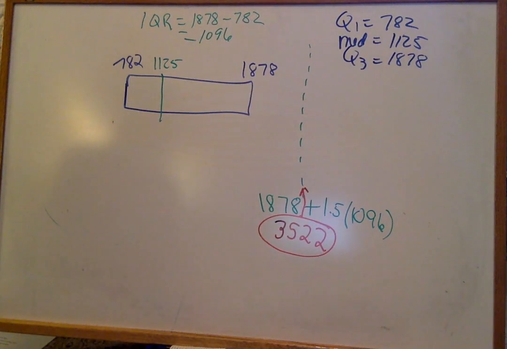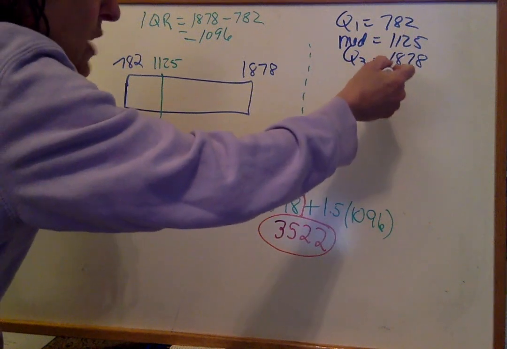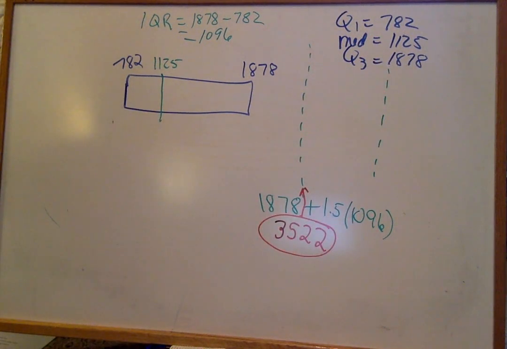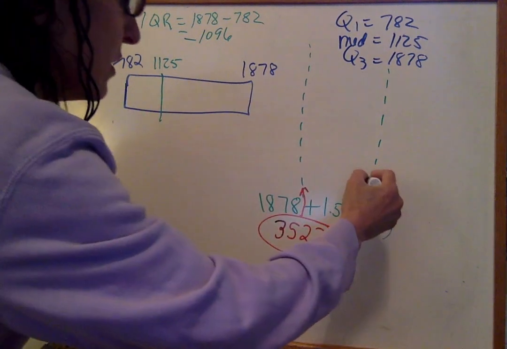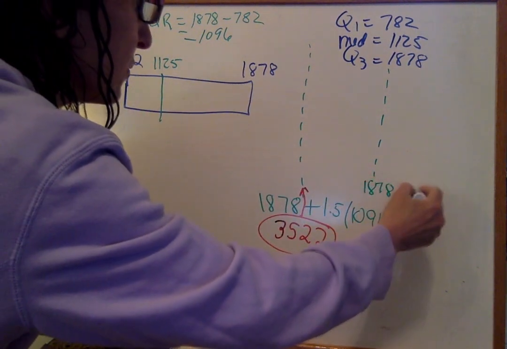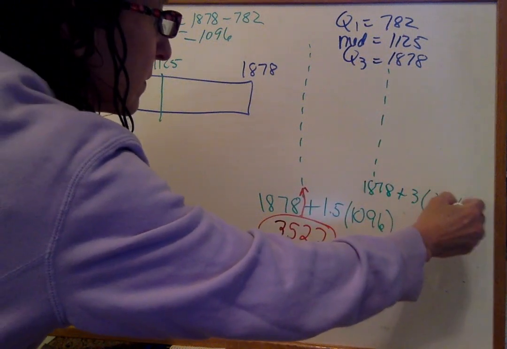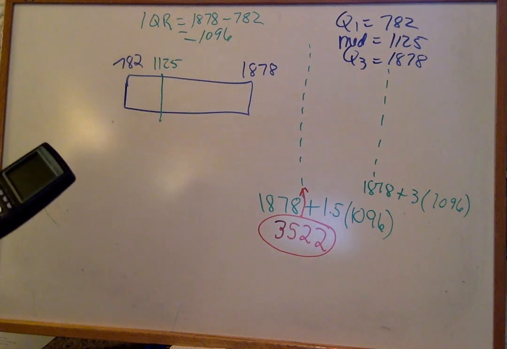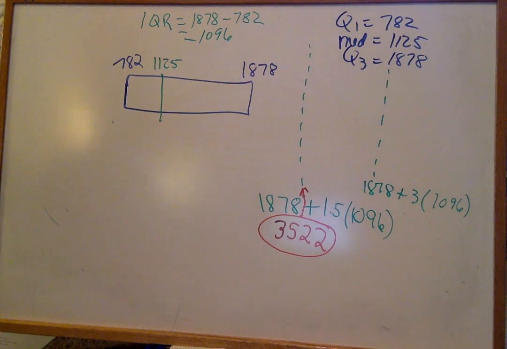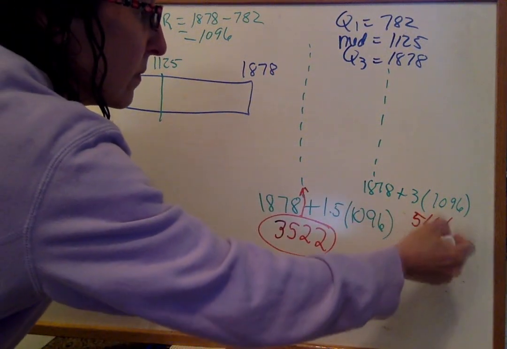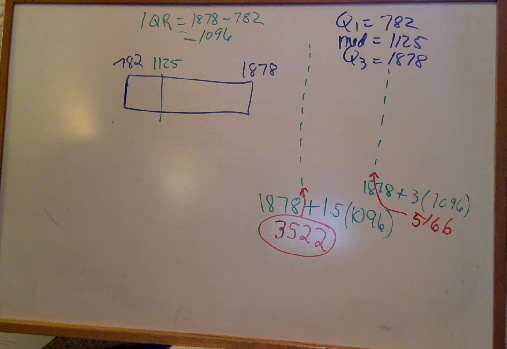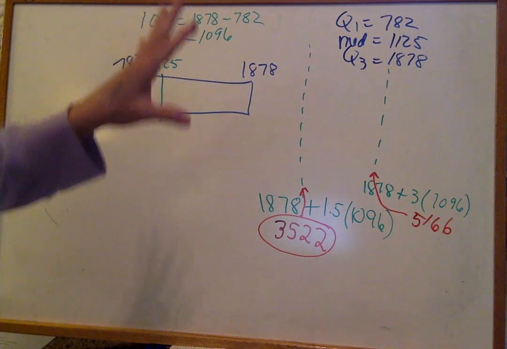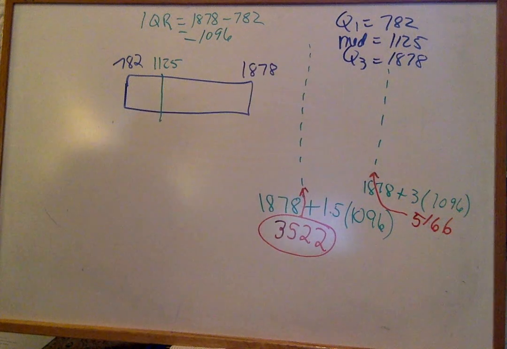So, we now know we have got to check the second fence. That is Q3 plus 3 times IQR. Let me figure out what that is. 1878 plus 3 times 1096. 5166. And again, I'm labeling the fence. Okay. We'll come back to the left side in a minute, but let's keep focusing on the right-hand side.